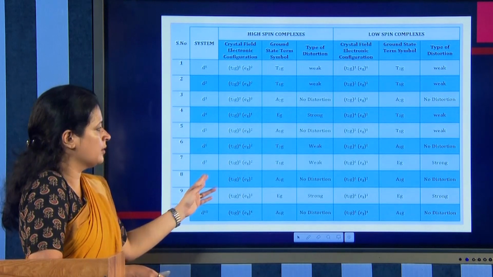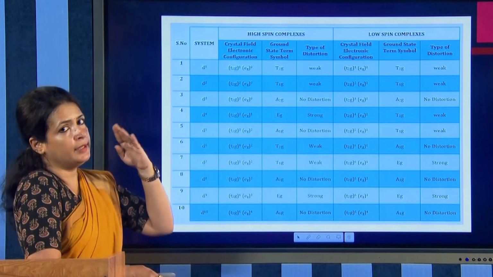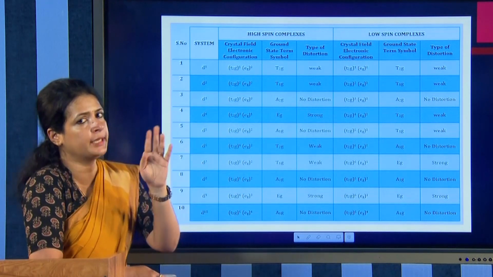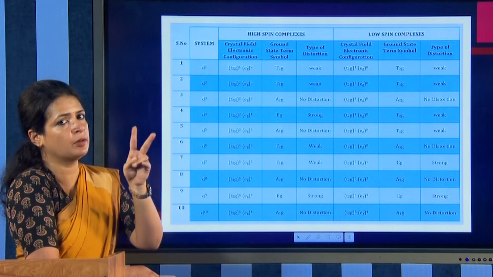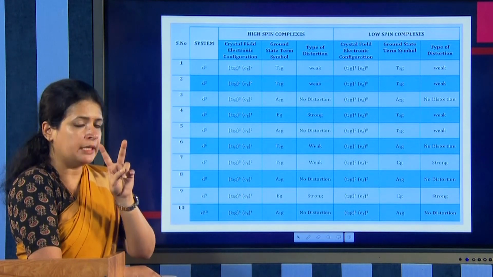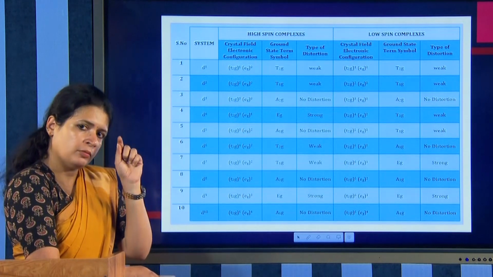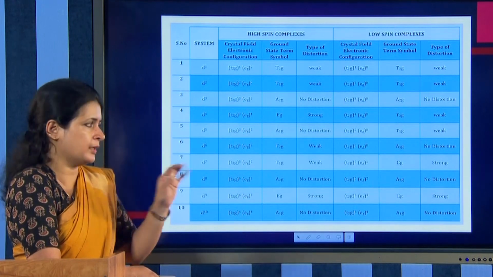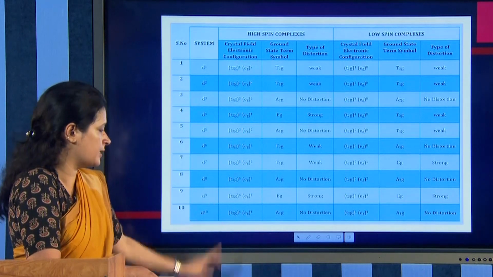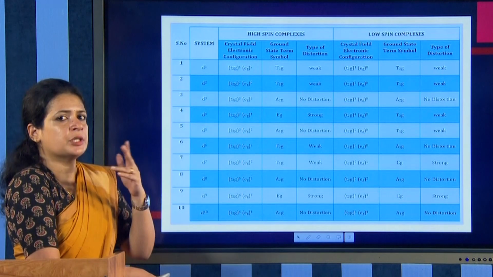And in the case of d8, the eighth electron has no option to occupy either eg orbital. So, the eighth electron should go to only one eg orbital, that is why there is no distortion in the case of the d8 system. D9, the situation is different.